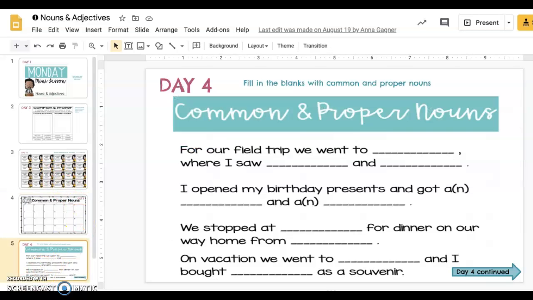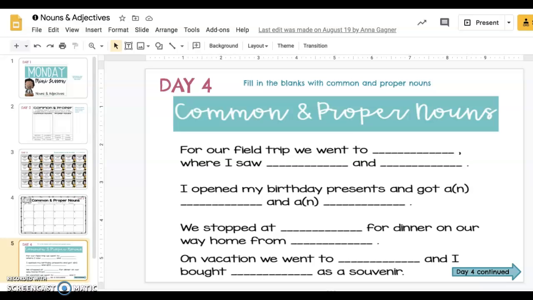On day 4, you will be looking at the same type of format, and it will look the same no matter what grammar concept we're working on. So this happens to be common and proper nouns. It says fill in the blanks with common and proper nouns.